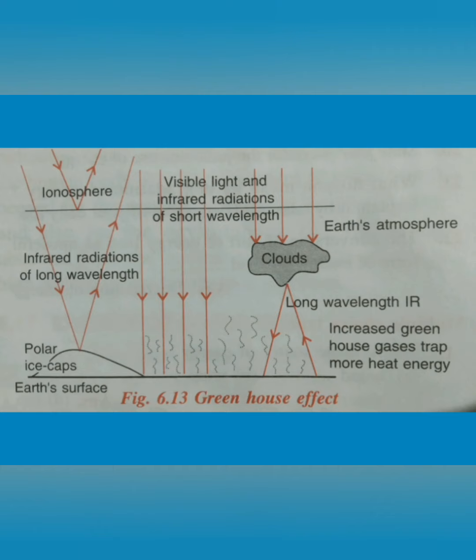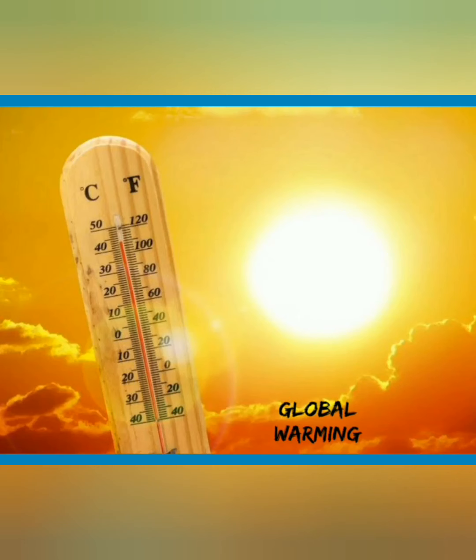Thus, we note that the right proportion of greenhouse gases is essential for maintaining a comfortable temperature of Earth's atmosphere. Global warming means the increase in average effective temperature near the Earth's surface due to an increase in the amount of greenhouse gases in its atmosphere. An increase in average temperature of the Earth implies an increase in the amount of greenhouse gases present in its atmosphere so that they could trap more heat radiated from the Earth's surface.